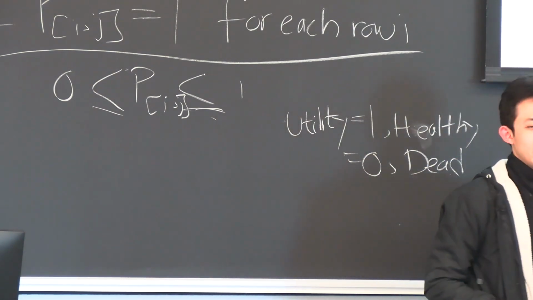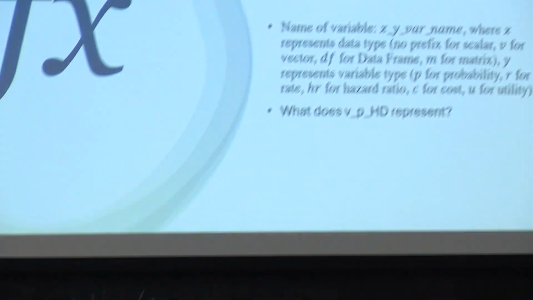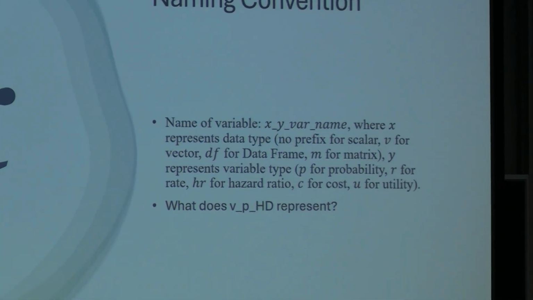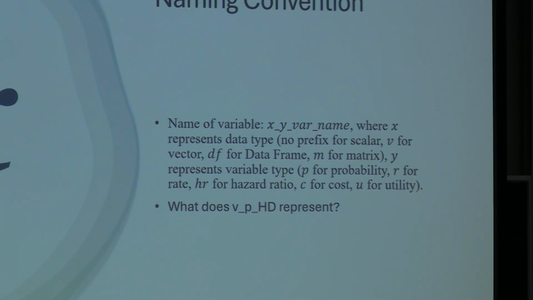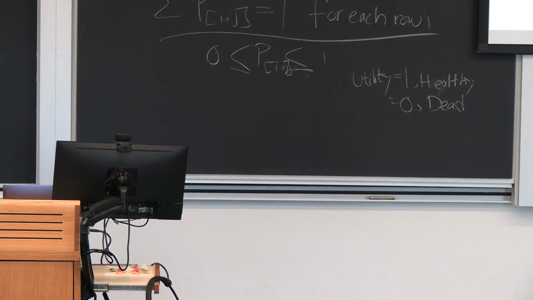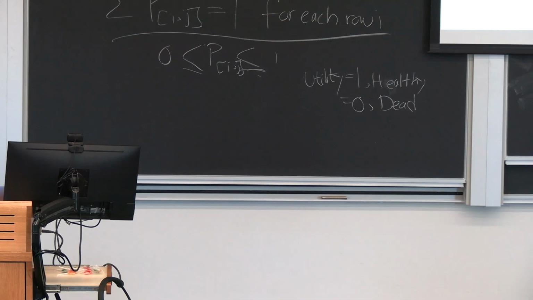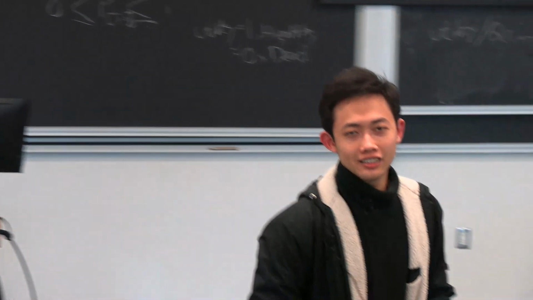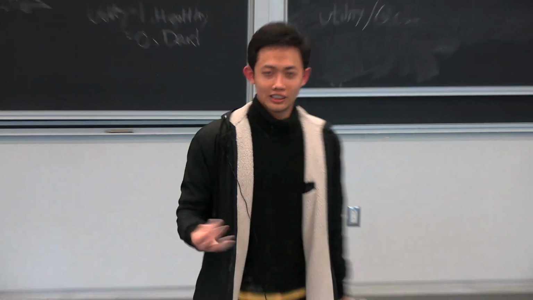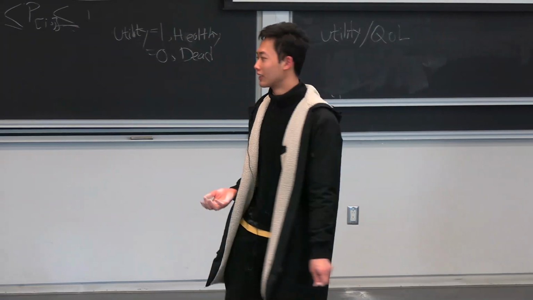And if you, for example, have v_p_hd, what does it represent? Anyone can answer? Sure, Anaki. V would be vector, P would be probability, and HD is from healthy to death. Exactly. So this is the candy for you, Anaki. That's very good. I hope you guys, the YouTube audience, can understand it as well. If you have any questions, you can just drop it in the comments and we will answer it for you.